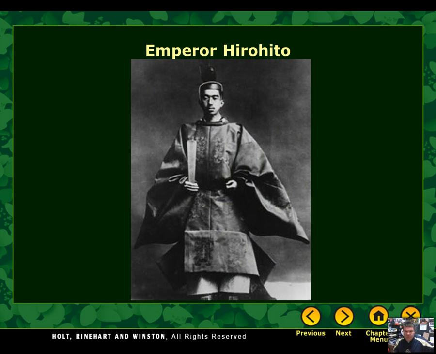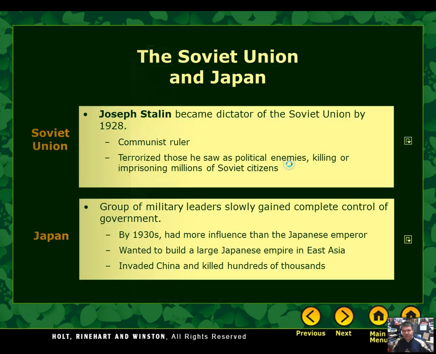There's a picture of Emperor Hirohito. The military leaders of Japan told their people that their emperor was a god. Not like God, but a god. And so they used that as a motivating factor to get the Japanese soldiers and people to rally around the emperor and to create this nationalism, this pride in their country as they tried to expand their territory.